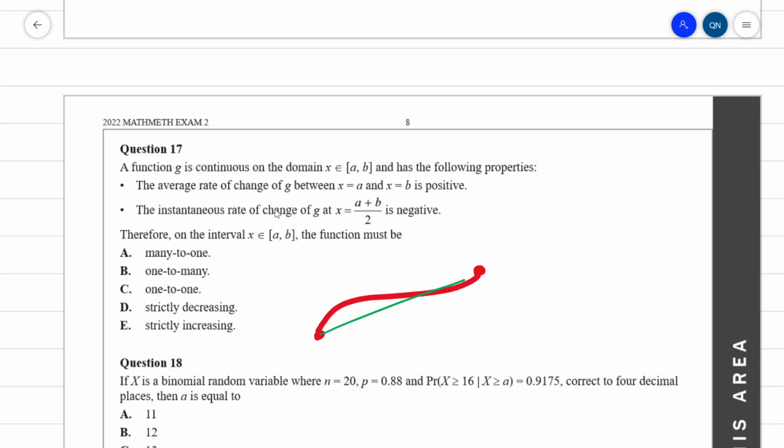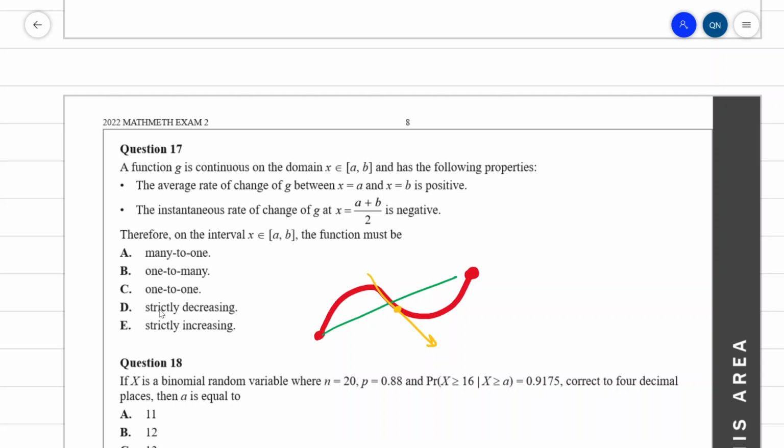So the derivative now, the gradient, at the mean of a and b, so the middle of a and b, is negative. So I kind of drew the wrong picture here. It should look something like this. So the average rate of change is still positive, but the gradient at that midpoint of a and b is going downwards now.